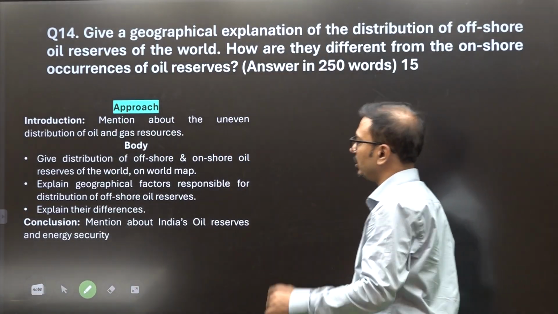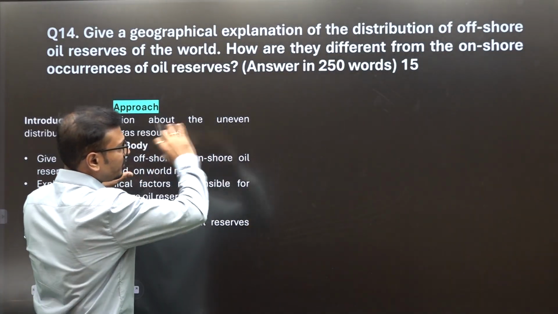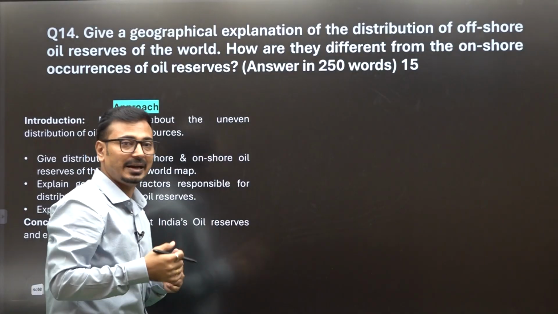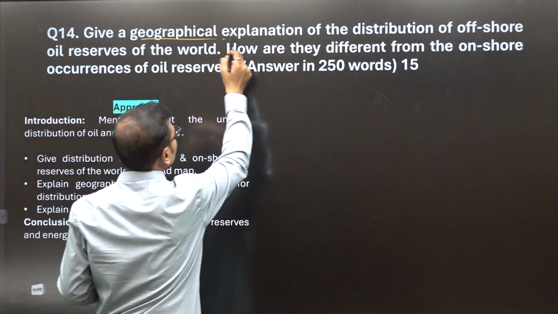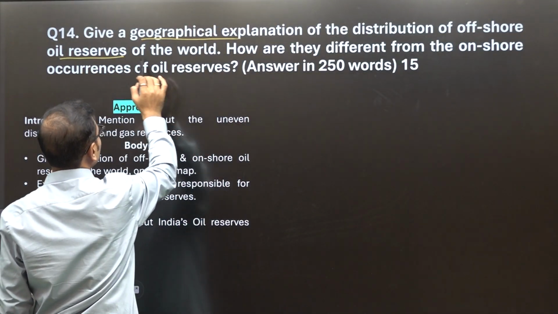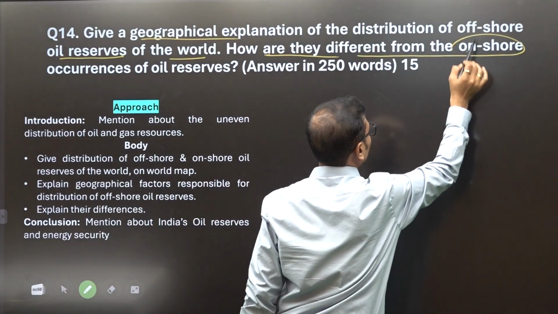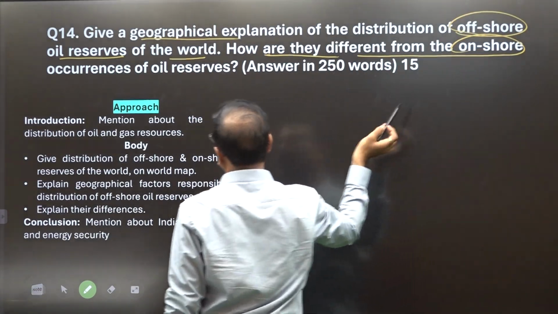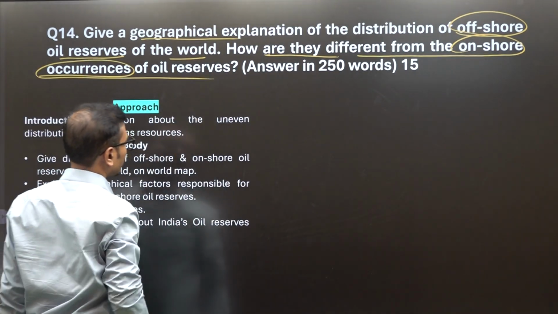Now, the 15 marker questions. Okay, so in the 15 marker first question, you can see that 15 marker questions are more analytical and applied in nature. Give a geographical explanation of the distribution of offshore oil reserves of the world, and how they are different from onshore. So offshore oil reserves and onshore oil reserves, and how they are different in terms of occurrences.